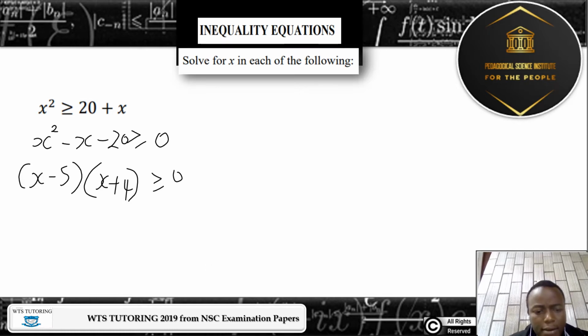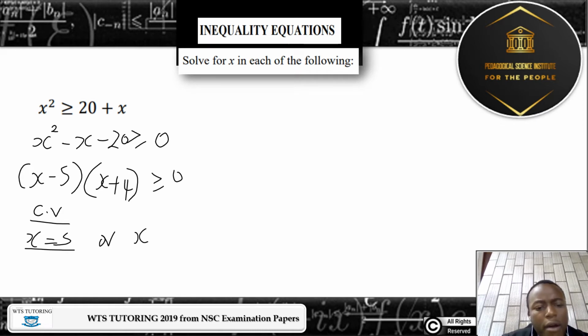So those are your factors now. Now what do you do? You get the critical values. I'll just call them CV, critical values, right? So when you want to get the critical values, I said you assume there is an equal sign and you solve for x, right? So if there is an equal sign, actually we're going to use the zero factor rule. X minus 5 is equal to 0, then our x is equal to 5. That's our critical value, or our x is equal to negative 4. So those are our critical values.